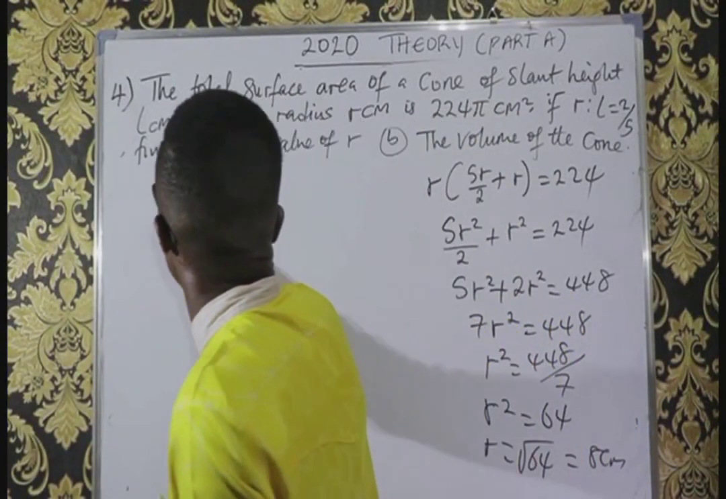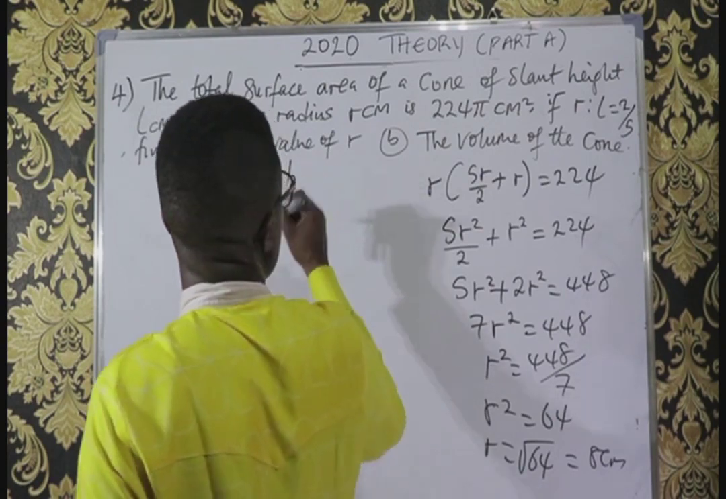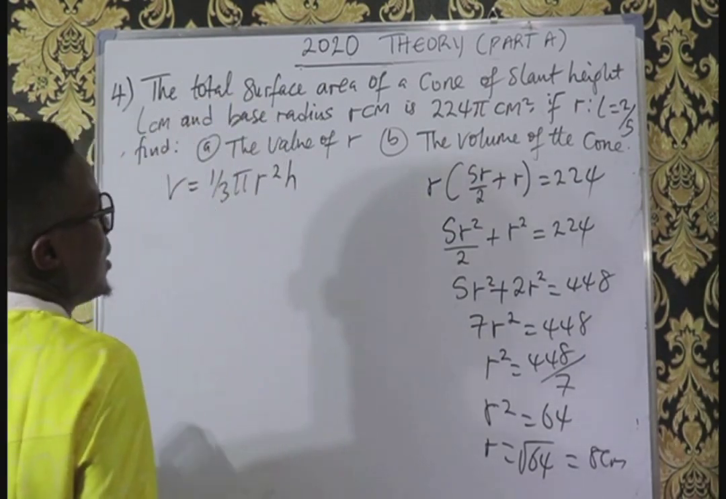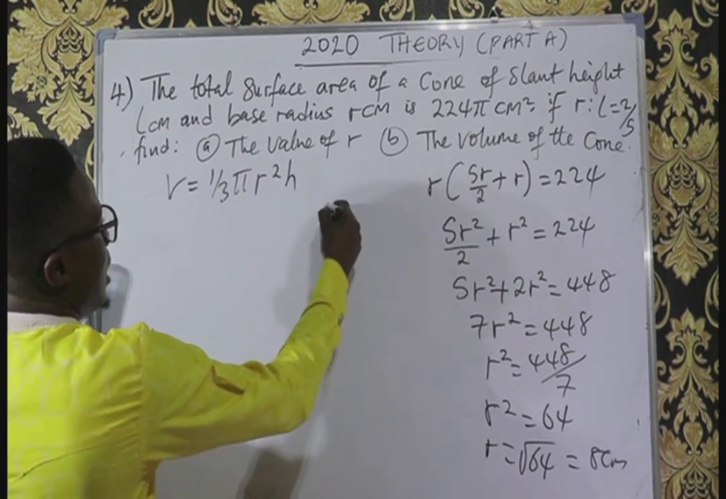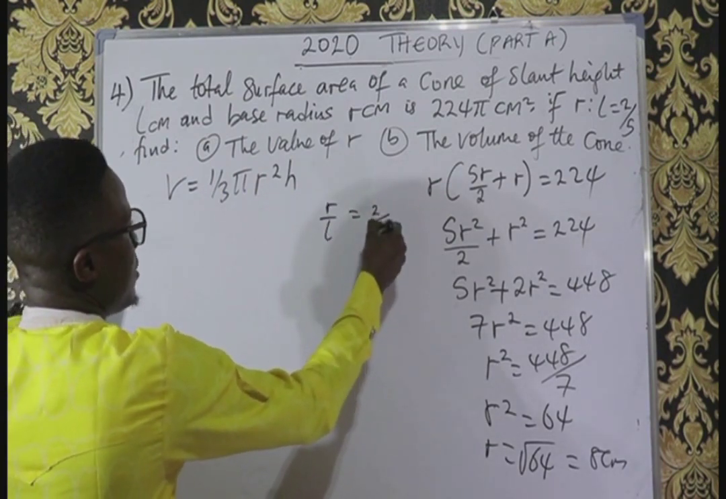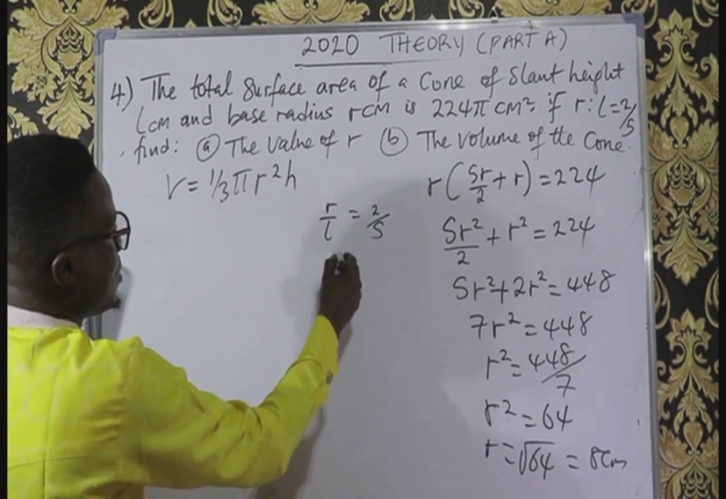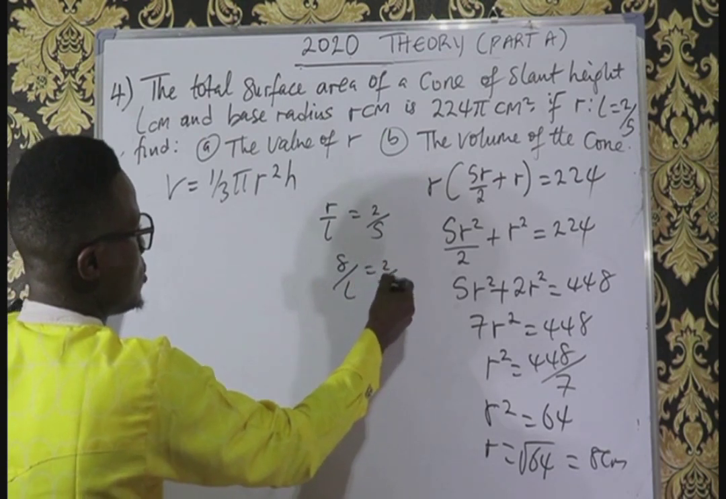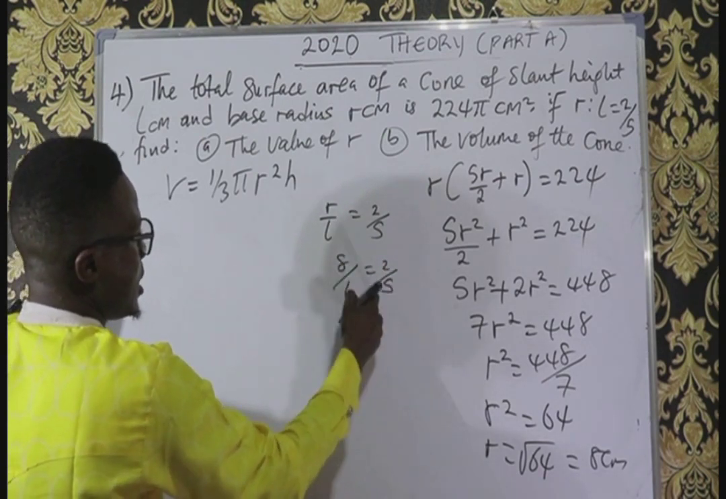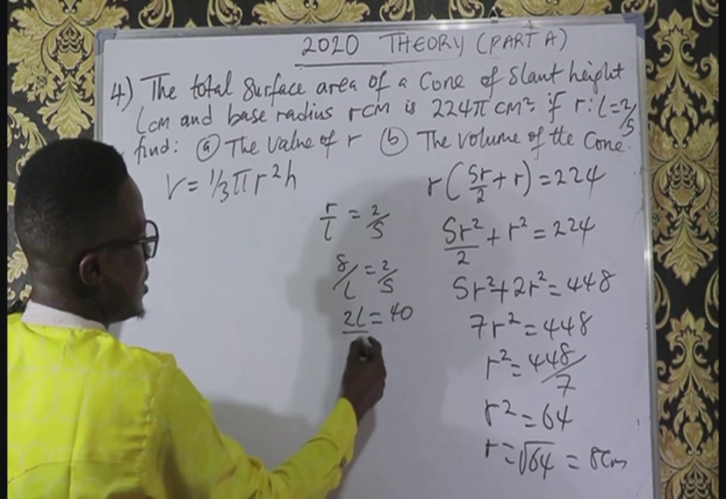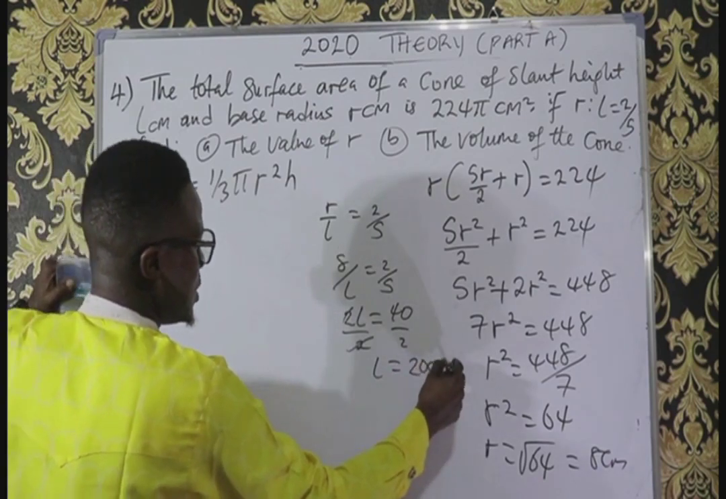The volume of a cone is equal to 1 over 3 πr²h. And we know that r over l is equal to 2 over 5. I need to get the value of the height. Our r is 8, which means 8 over l is equal to 2 over 5. Cross multiply: 2l is equal to 8 times 5, which is 40. Divide by 2. So the slant height is 20 cm.